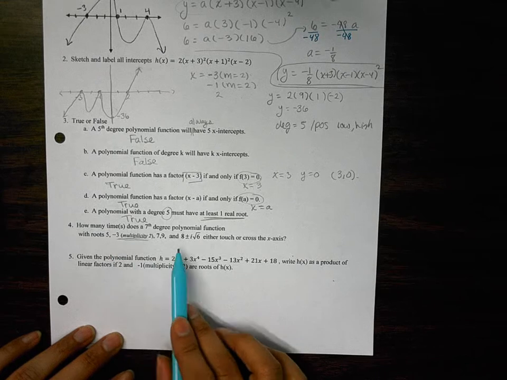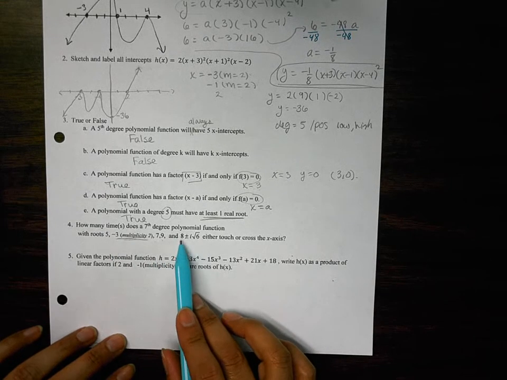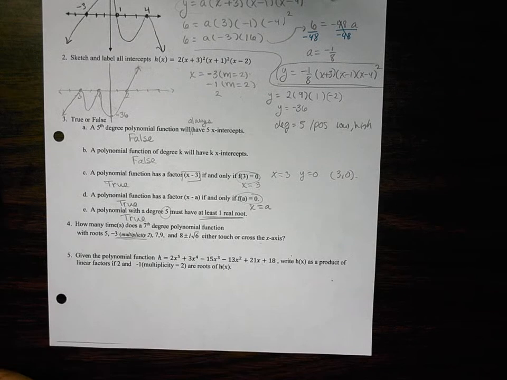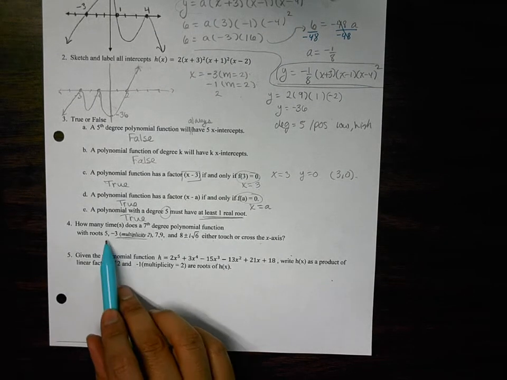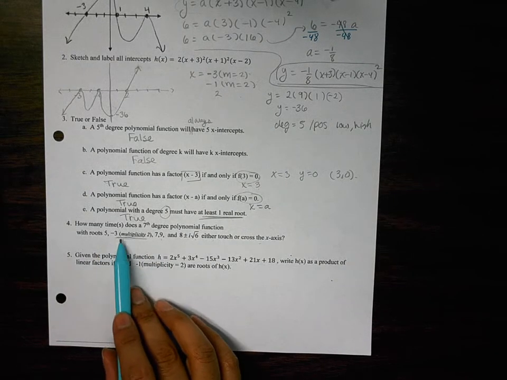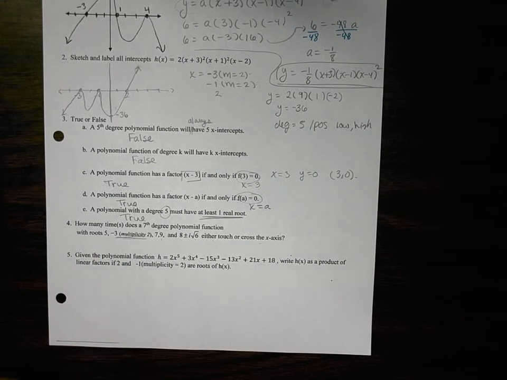All right. How many times does a 7th degree polynomial function with roots 5, -3, with the multiplicity of 2, 7, 9, and 8 plus or minus i root 6 either touch or cross the x-axis? I'll let you guys try it, count it.